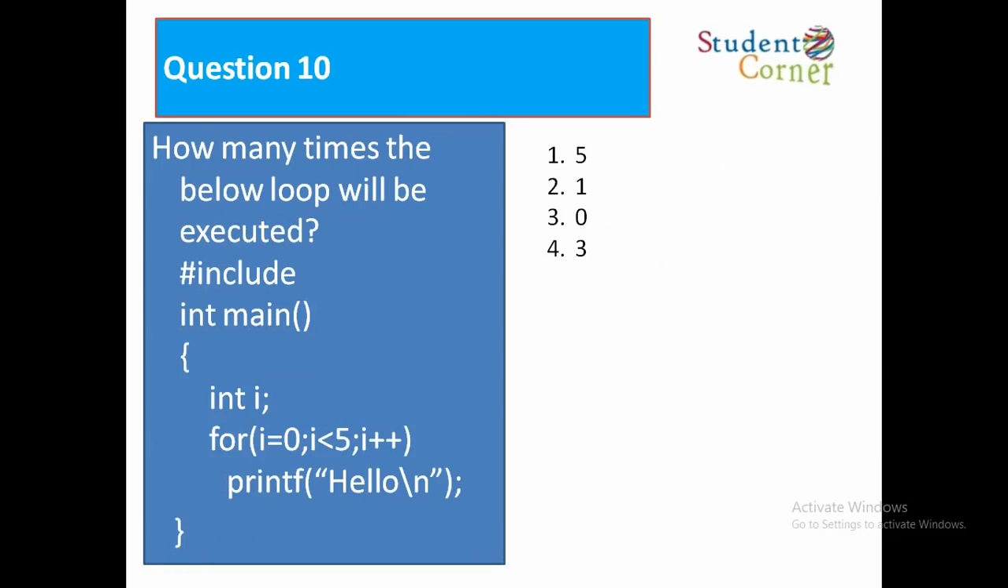How many times will the below loop be executed? #include, int main, int i, for(i = 0; i < 5; i++), printf("hello"). The loop will run 5 times.